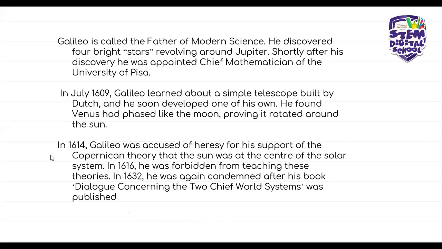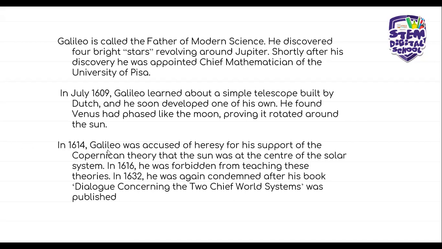I'm good, thank you. In 1614, Galileo was accused of heresy for his support of the Copernican theory that the sun was at the center of the solar system. In 1616, he was forbidden from teaching these theories. In 1632, he was again condemned after his book Dialogue Concerning the Two Chief World Systems was published. Okay, well done, thank you.